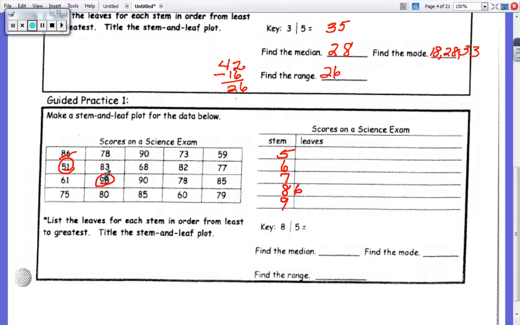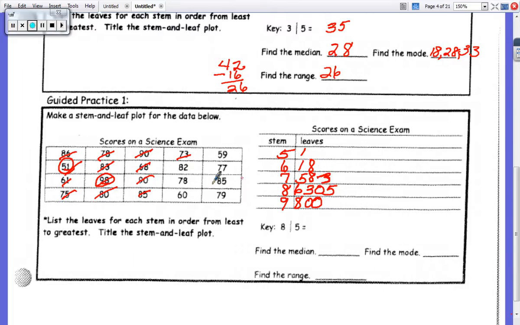86, 51, 61, 75. Then you have 78, 83, and 98. And then we have an 80, a 90, a 68, and another 90. You have to put them both down. 85 and 73.